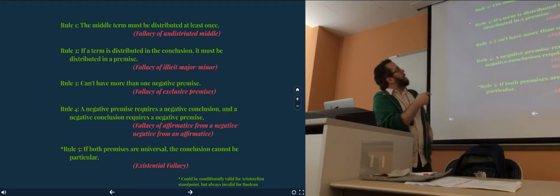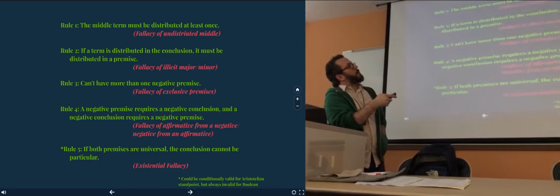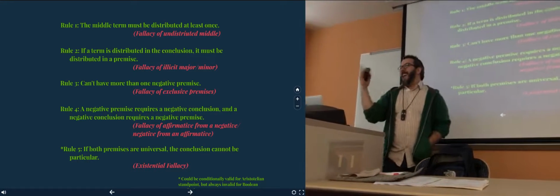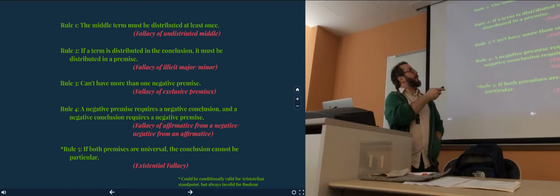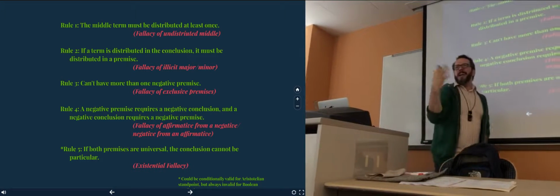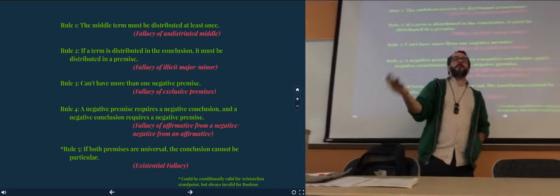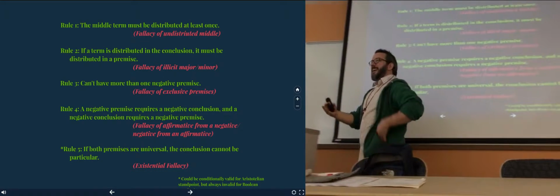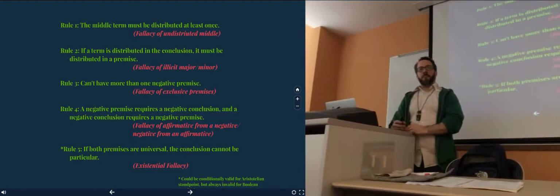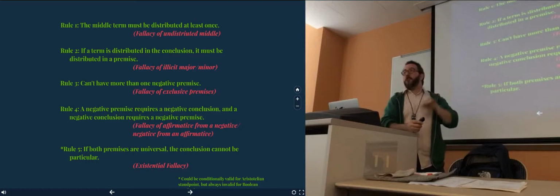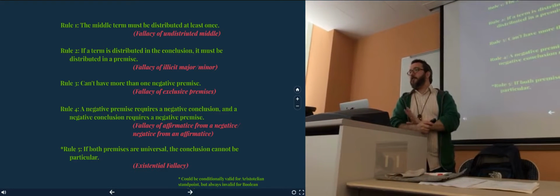But we might notice, for example, rule number 1 says the middle term must be distributed at least once. And if we don't do that, then it's invalid and it commits the fallacy of undistributed middle. In order to explain that, we'd have to explain what it means to distribute a term, and maybe that's just a little bit excessive. It is another method that you can use to determine whether or not a categorical syllogism is valid.